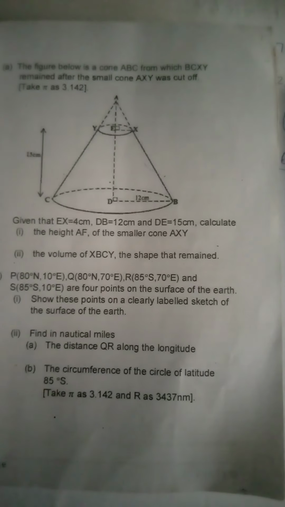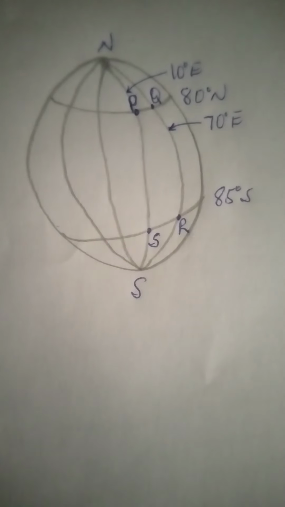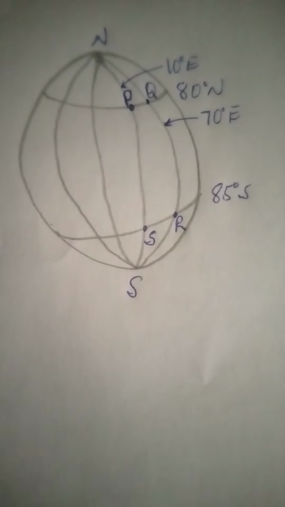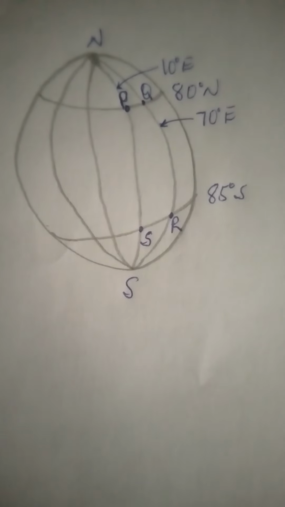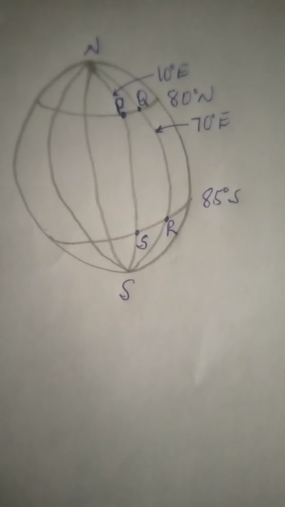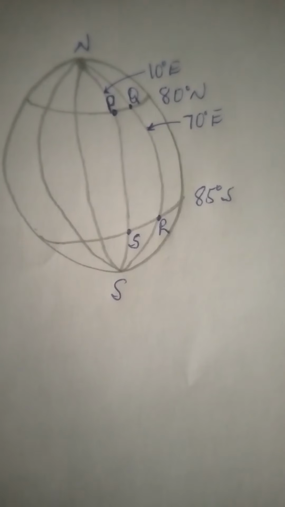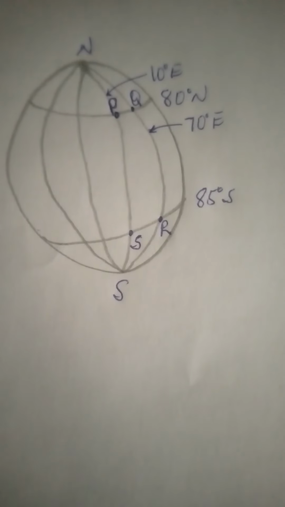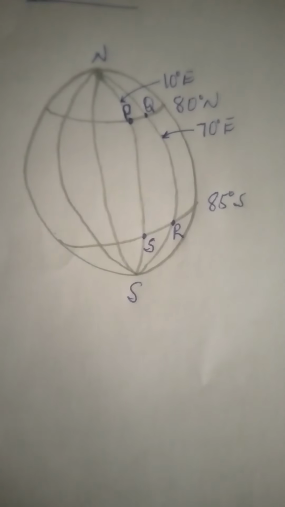Let me show you how to answer question B1. All right, this is the sketch that I have drawn for question B1 to show the points clearly on the surface of the earth. That's my P, that's my Q, that's my S, and that's my R over there. All right, thank you. Let's go to the next question.